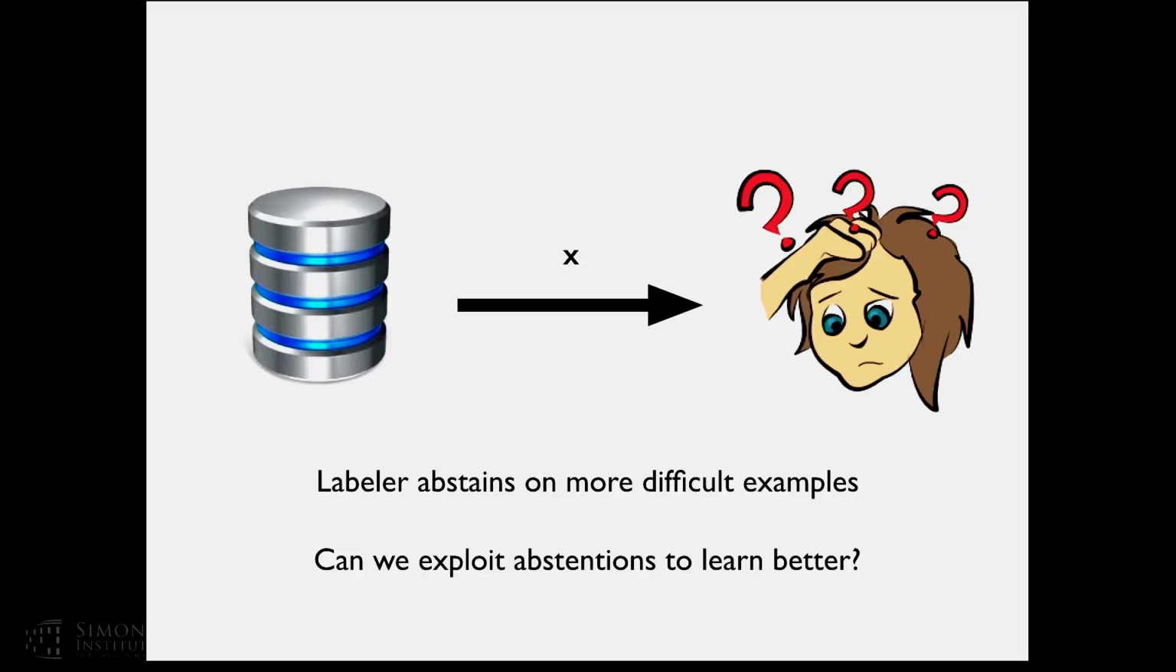And what we are going to do is take a formal look at whether we can exploit these abstentions somehow to learn better. What are the conditions under which we can do this? There is a bit of empirical work, including some by Jerry, on a related topic. In this work, we are going to take a formal look and try to understand when we can say something over here.